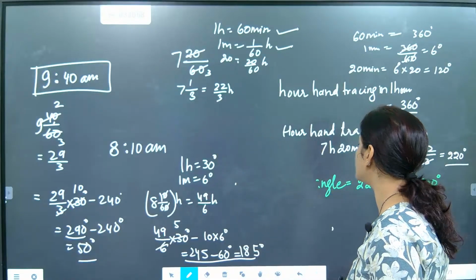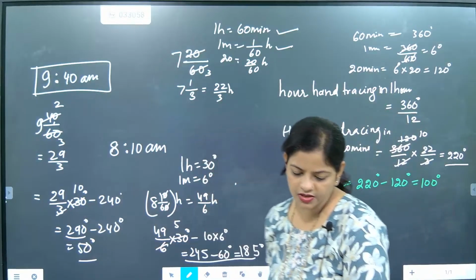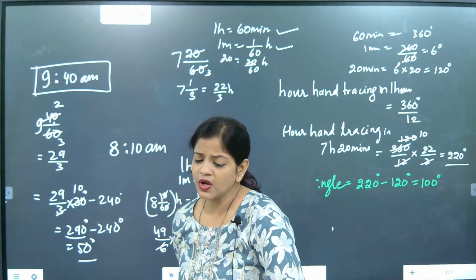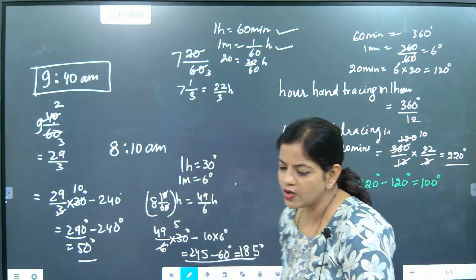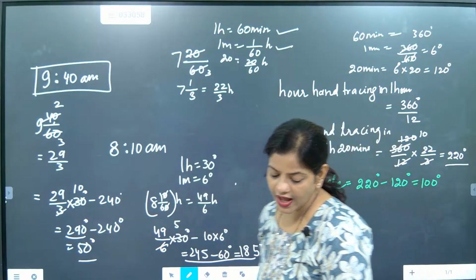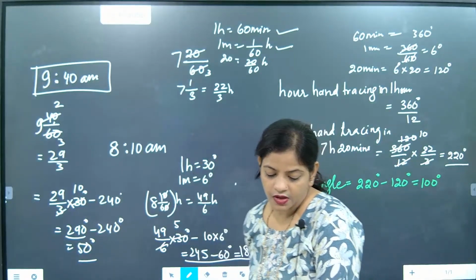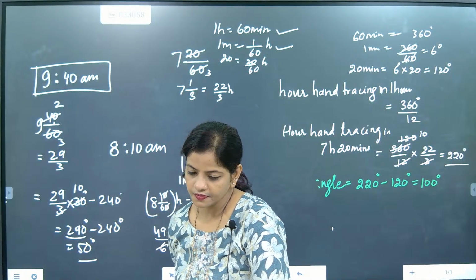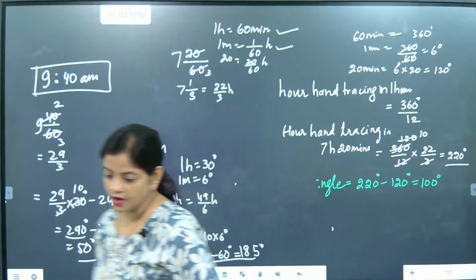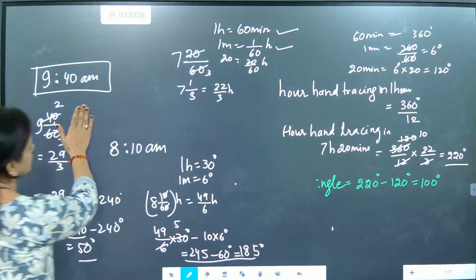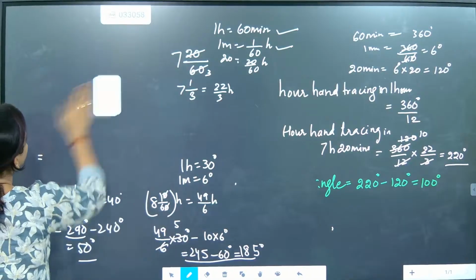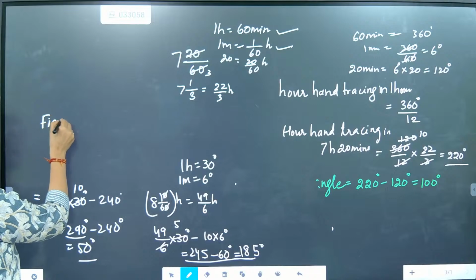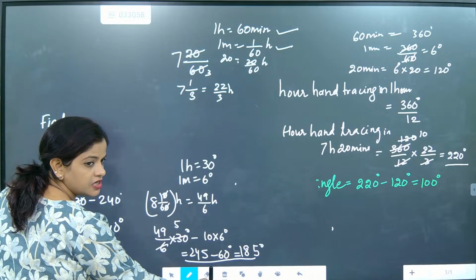Yes, Parja has given the answer. Now again one tricky question I am going to ask. One time you have to find in degree and then you have to find in radian. The question is, find the angle between the minute hand and the hour hand.